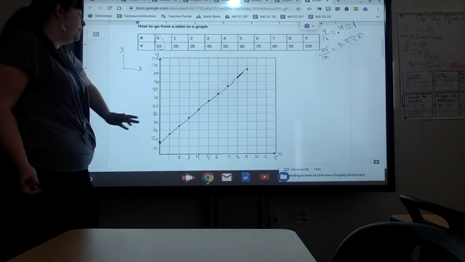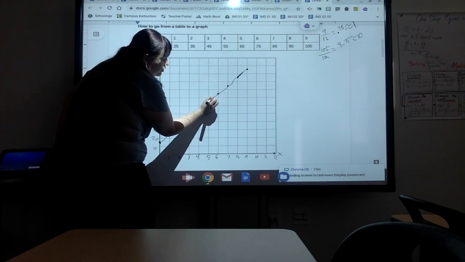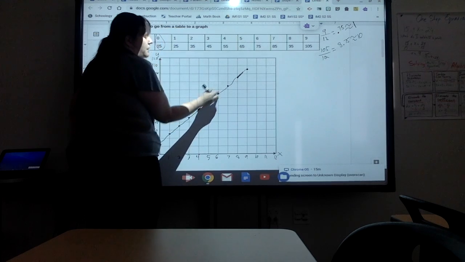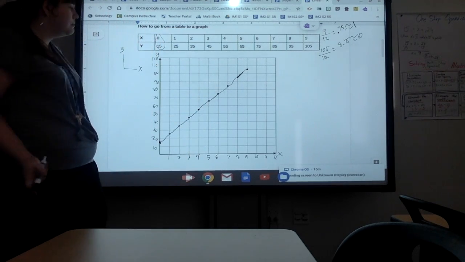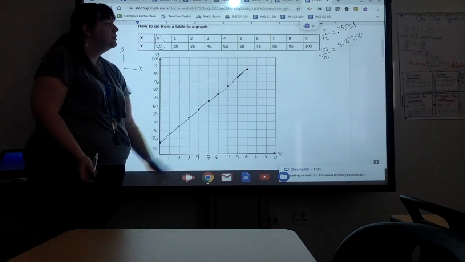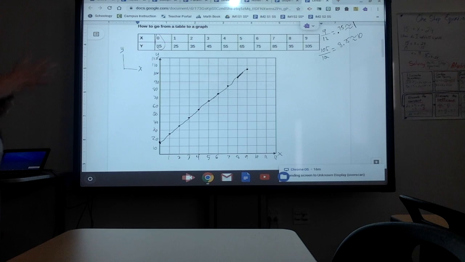And the reason why we draw a line is, why write a bunch of dots like this, when you can just connect your line and just make a line. But what a line represents is millions of points really close together, so close that it just looks like a line. So that is how you go from a table to a graph.